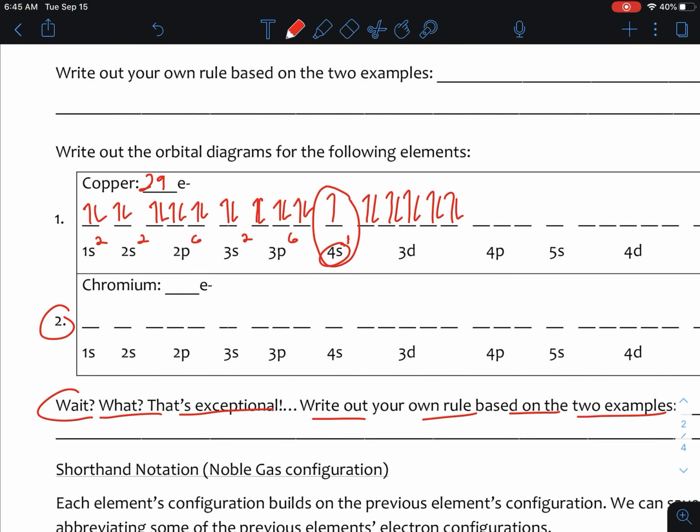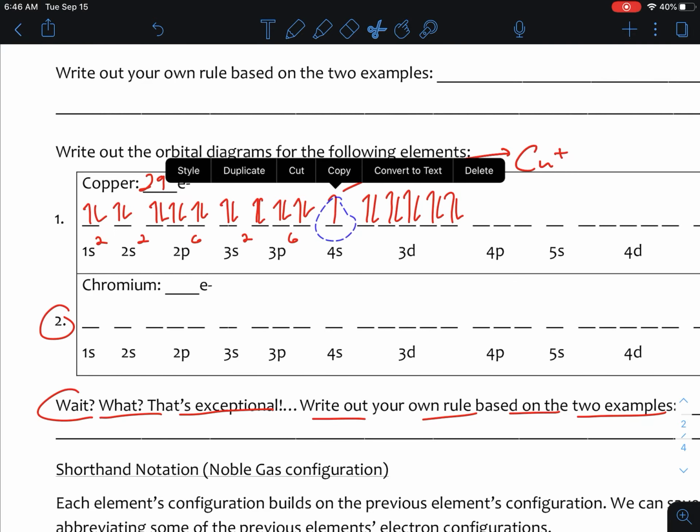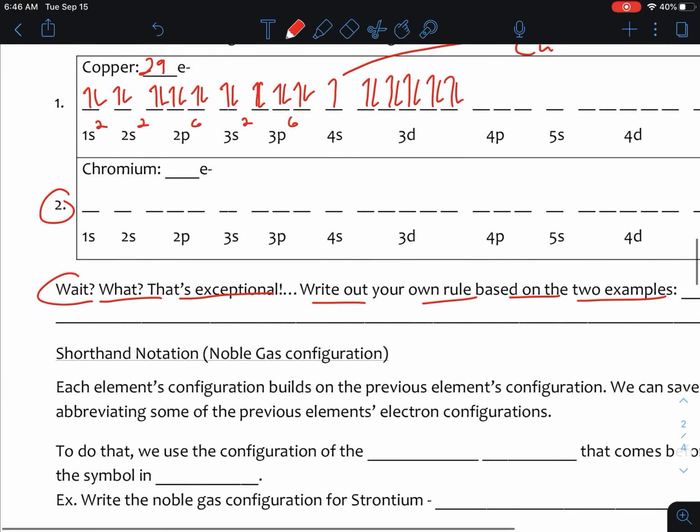And this basically is just because it's less energy to be here than it is here. So the copper is going to have that one electron in the 4s, and that's exceptional because that's not normal. And so what happens, lots of times we see copper with a +1 charge, because when it forms an ion with something, it loses that electron, and then it has all of its electron orbitals filled, which we'll talk about in the future, what is the purpose of that. So let me do chromium with you.